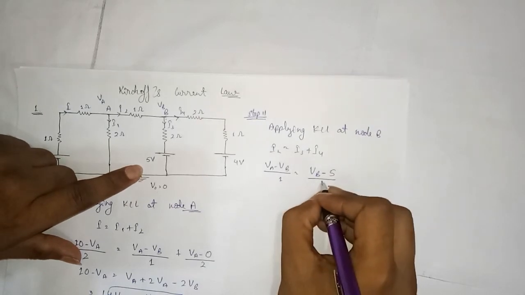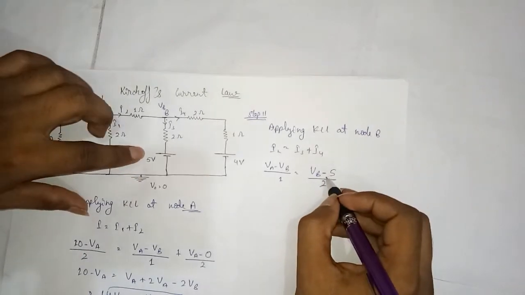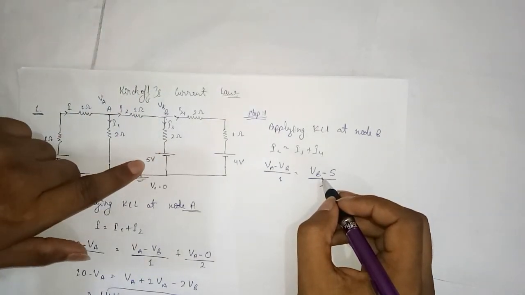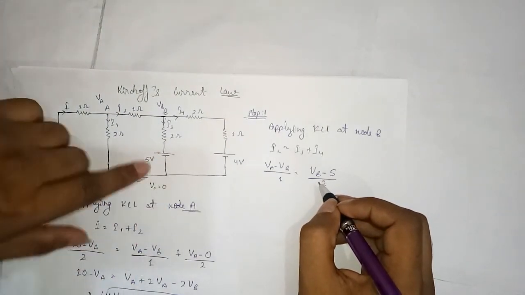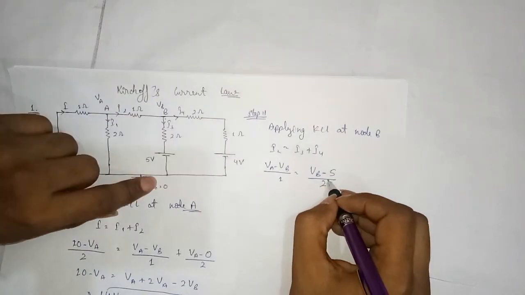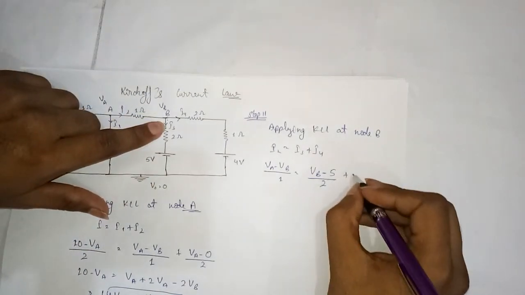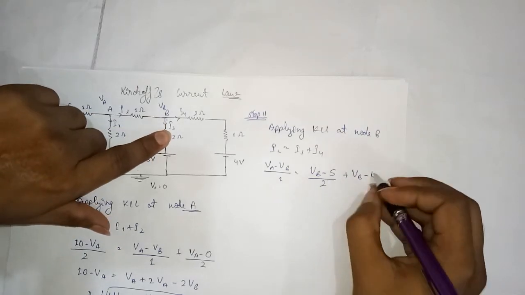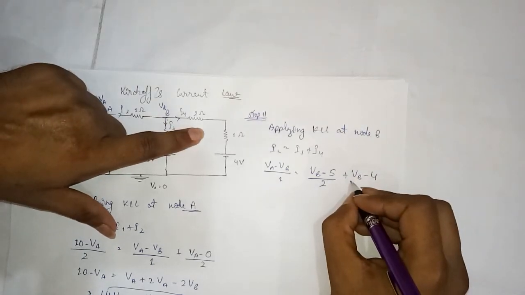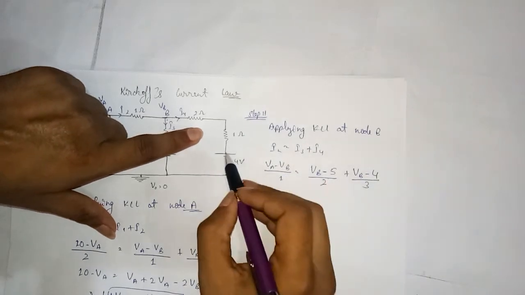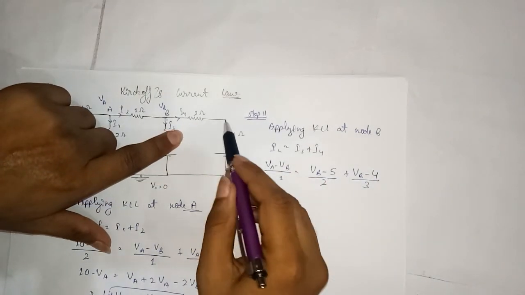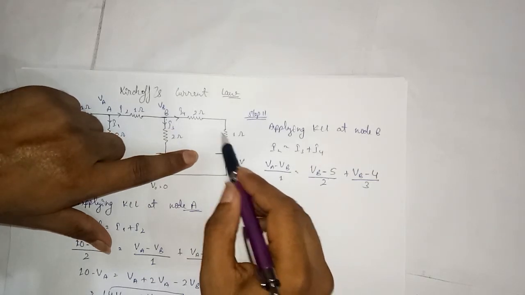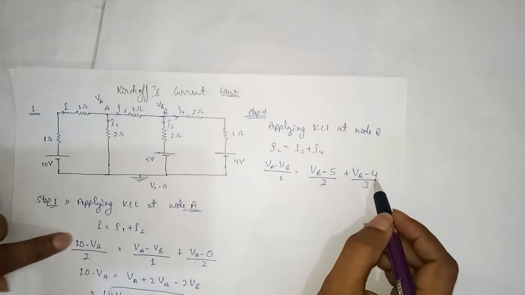We have subtracted 5 because we have taken the direction of the current in the downward direction, but according to the 5 volt source the current is going in the upward direction. That's why we have taken a negative sign. Now I4 is equal to VB minus 4 upon 1 plus 2, 3, upon 3. Again the same thing is happening here. The current is going in the downward direction, but the 4 volt source is sending current in the upward direction, and that's why we have put a negative sign here.